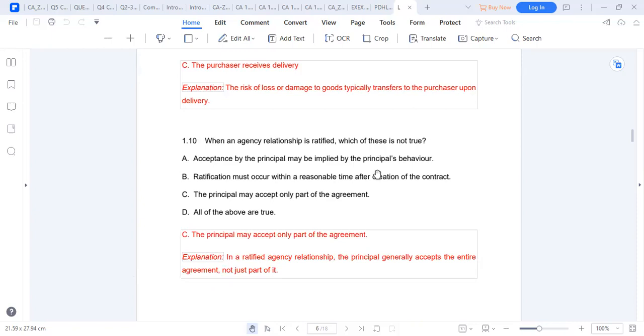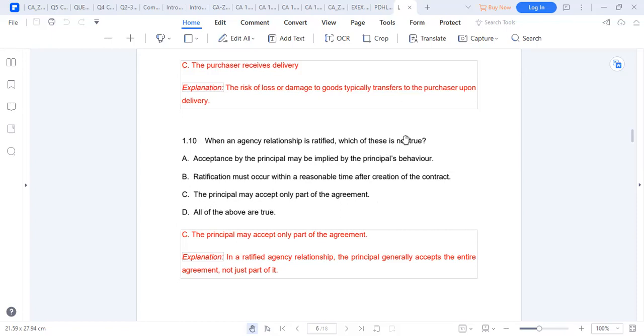Finally, when an agency relationship is ratified, which of the following is not true? A, acceptance by the principal may be implied by the principal's behavior. B, ratification may occur within a reasonable time after creation of the contract. C, the principal may accept only part of the agreement. And D, all of the above is true. So the answer is C, the principal may accept only part of the agreement. In a ratified agency relationship, the principal generally accepts the entire agreement, not part of it. So which one is not true? Part C, where part of the agreement is accepted.